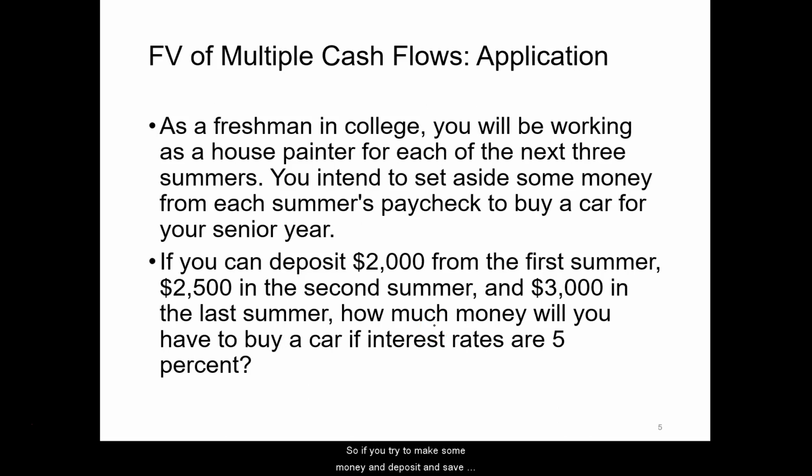Now let's look at another example. So if you try to make some money and deposit and save the money so that you can buy a car later. The plan is you deposit $2,000 from the first summer and $2,500 in the second summer and $3,000 in the last summer. So then, after working very hard and saving all this money, how much money would you have in total so that you can use to buy a car if the interest rate is 5%?